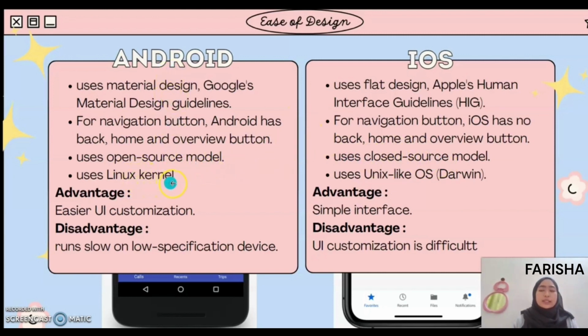Android is based on Linux kernel, while iOS is based on a Unix-like operating system named Darwin. The advantage of Android is open source use, allowing easier user interface customization, while the disadvantage is it runs slow on low specification devices. For iOS, the advantage is it has a simple interface, while the disadvantage is as it uses closed source, any user interface customization is difficult to be done.